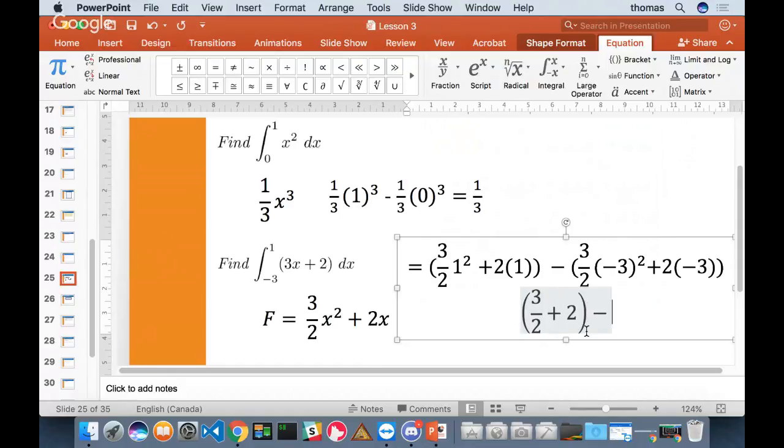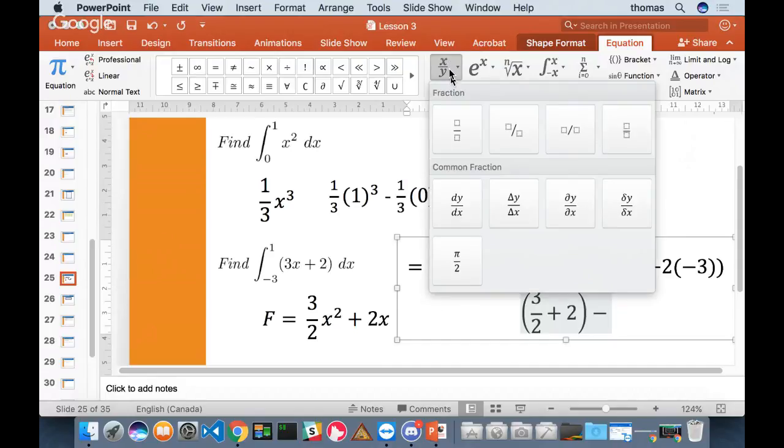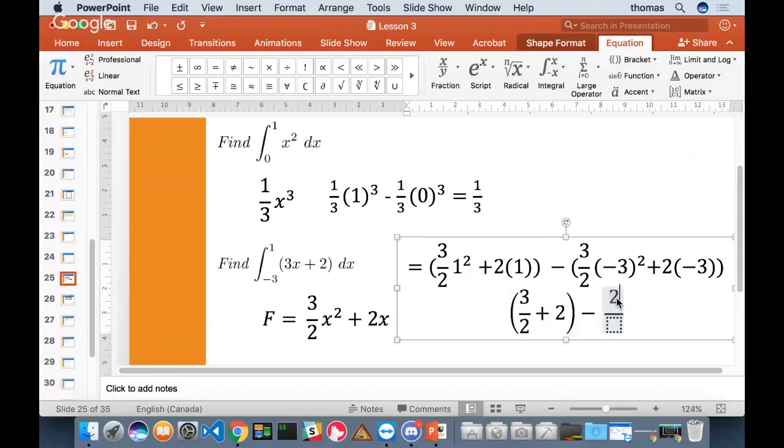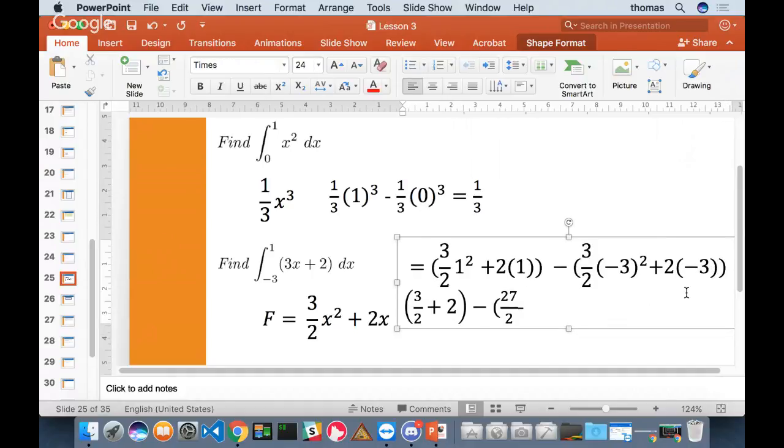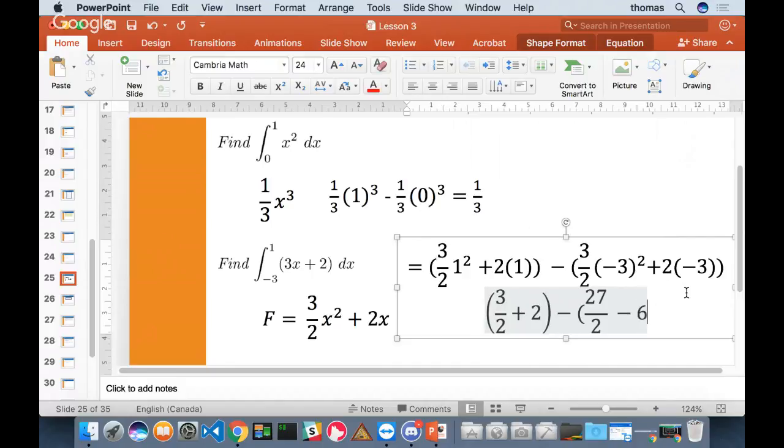Minus, let's keep evaluating. 3/2 times -3 to the 2. What's -3 to the 2? 9, right? So 9 times 3 is 27 over 2. So this is 27 over 2. Let's put the brackets just to respect the brackets. 27 over 2, plus 2 to the -3, 2 times -3, which is -6. So we just put -6 there. And if you kept evaluating this, you would get some answer. It could be negative or positive. It doesn't matter.